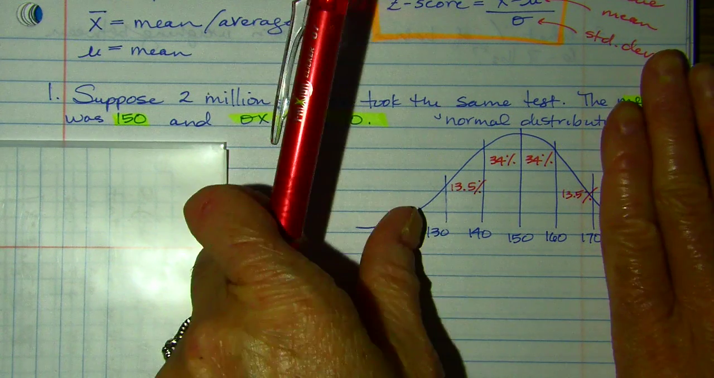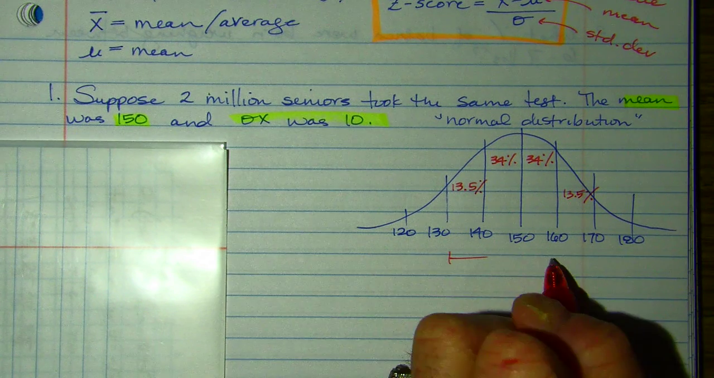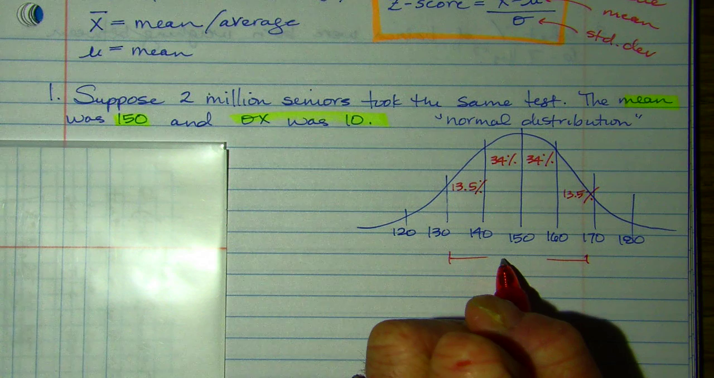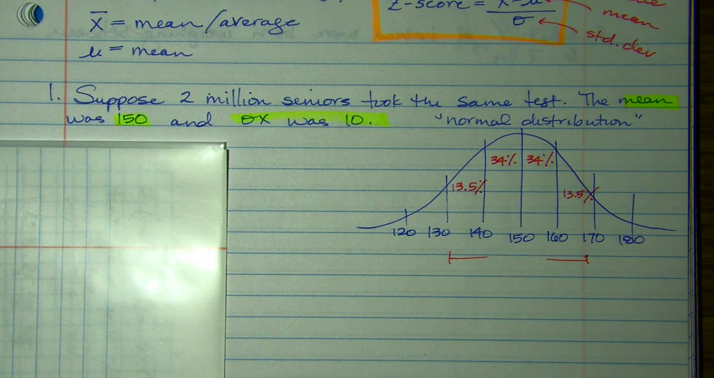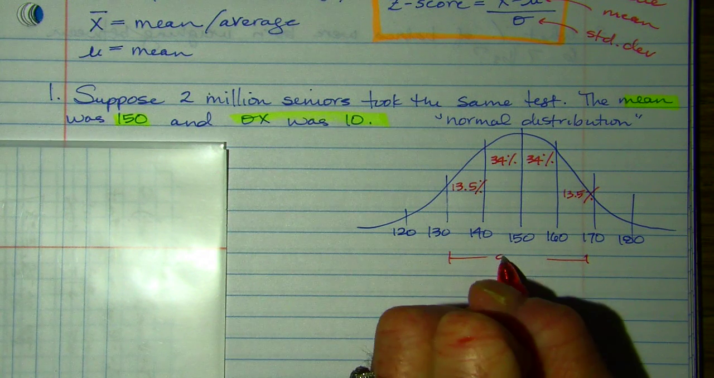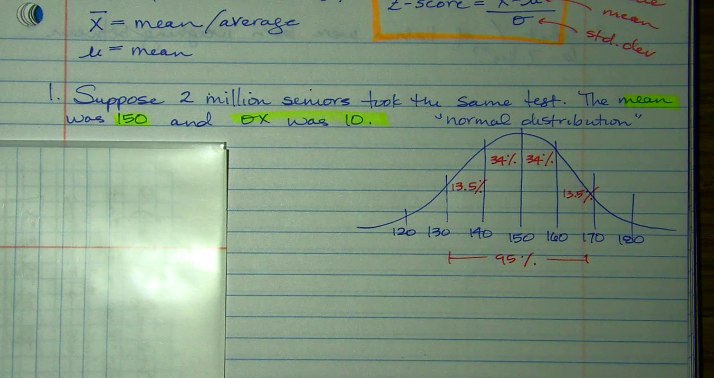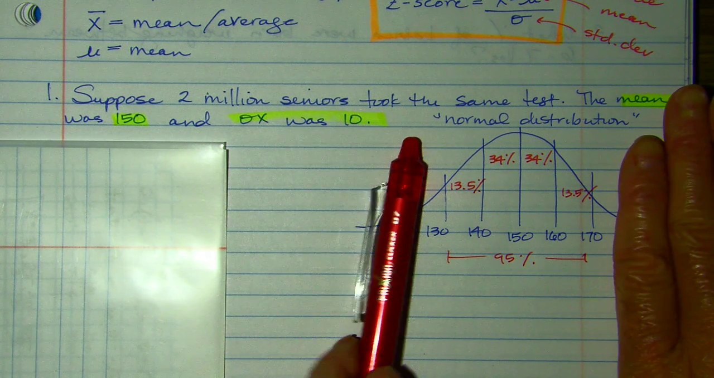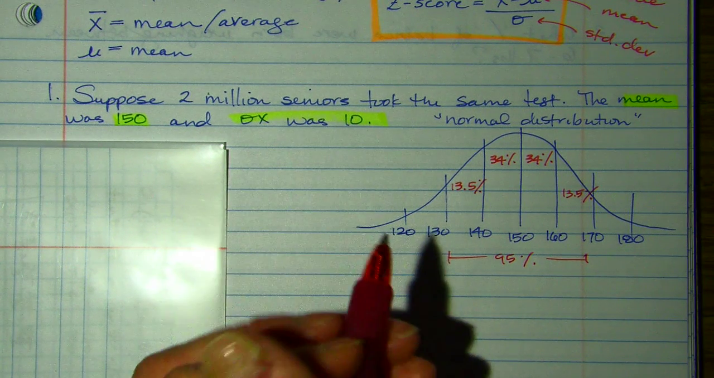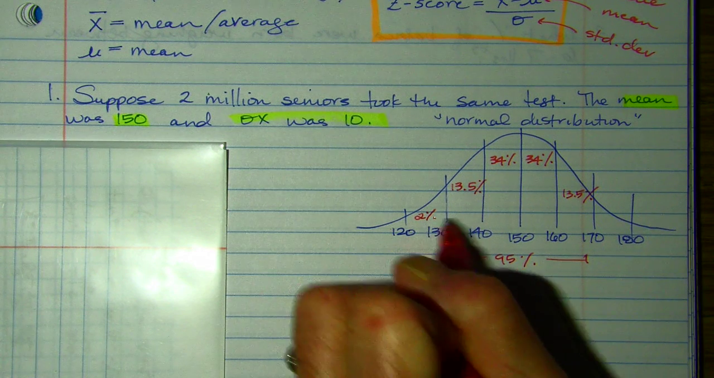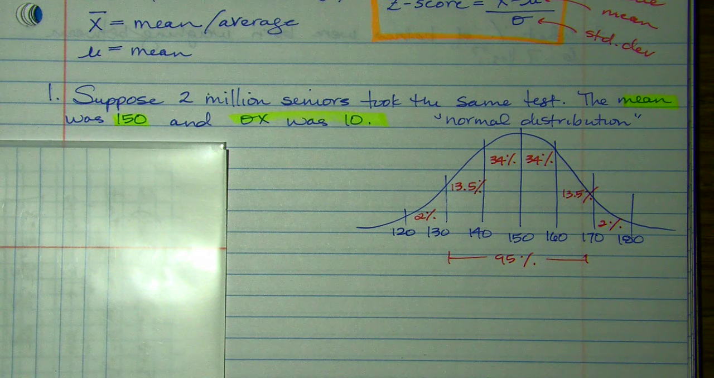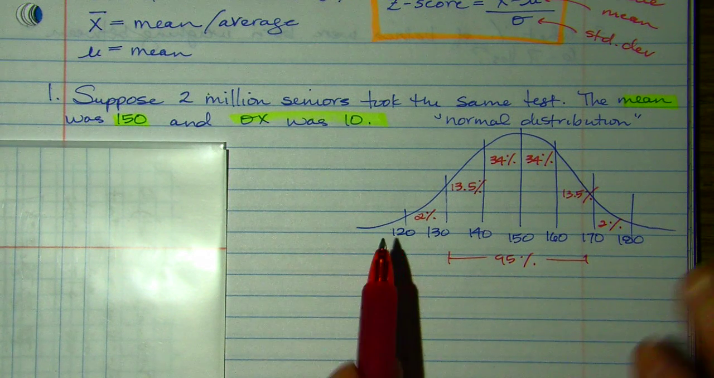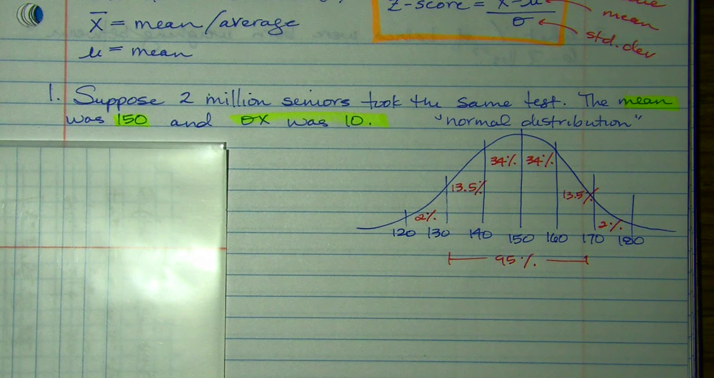But from here to here, I believe, is 95. That should be right. 68. If I'm wrong, I'm going to hurt myself. 68 plus 27. Yeah, this is 95%. So 95% of students scored between a 130 and a 170. And then each of these only represents 2% of our data. So 99, or almost 100%, of seniors score between a 120 and a 180. So that is what that is saying.